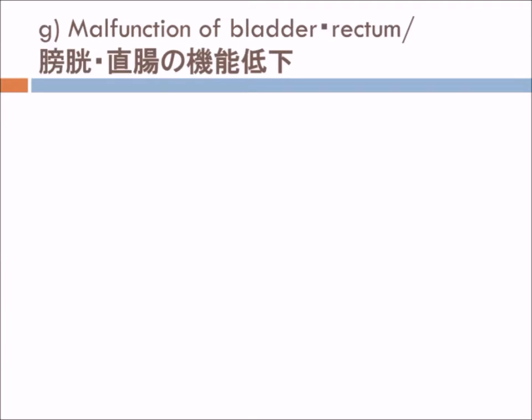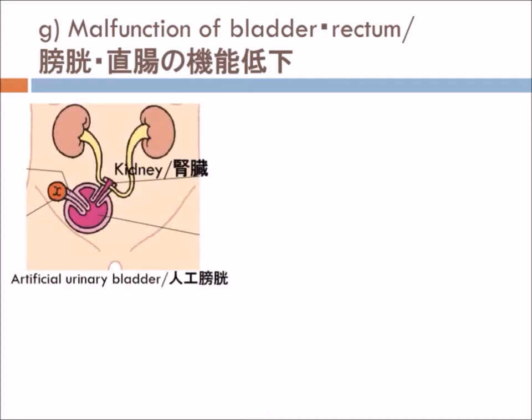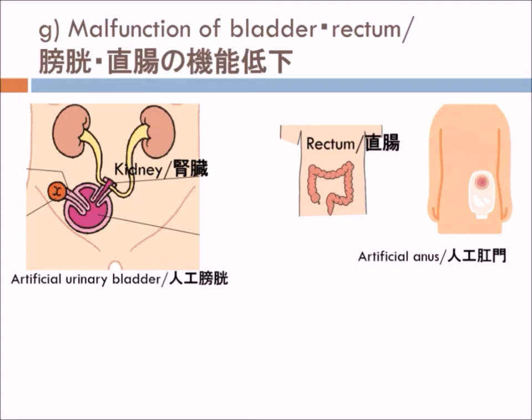Malfunction of bladder, rectum. It is a state of inability to excrete urine or feces due to bladder or rectum diseases. Artificial urinary bladders and artificial anus are available. The placement differs depending on the disease. An opening fitted stoma is surgically made on the abdomen to divert the flow of waste out of the body.